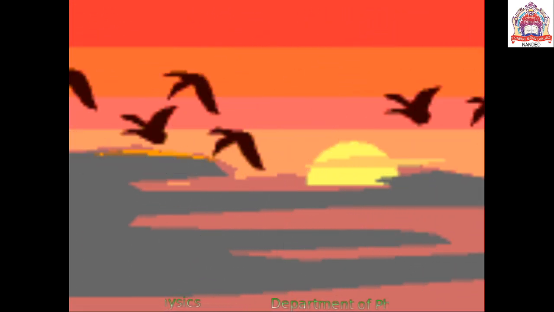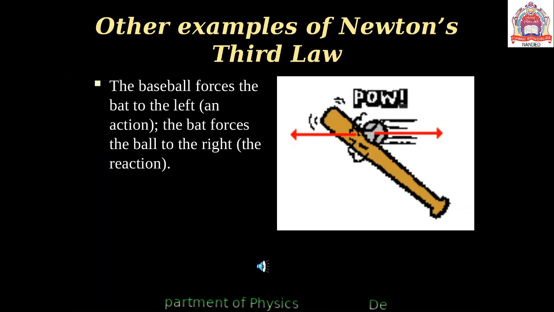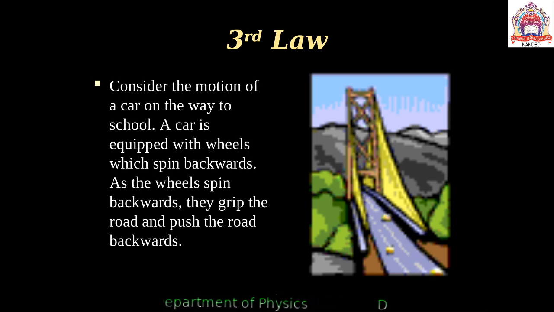Just observe this scene. Here the baseball forces the bat to the left, an action takes place. The bat forces the ball to the right, the reaction takes place. Here is the motion of the car on the way to school. A car is equipped with wheels which spin backwards. As the wheels spin backwards, they grip the road and push the road backwards.